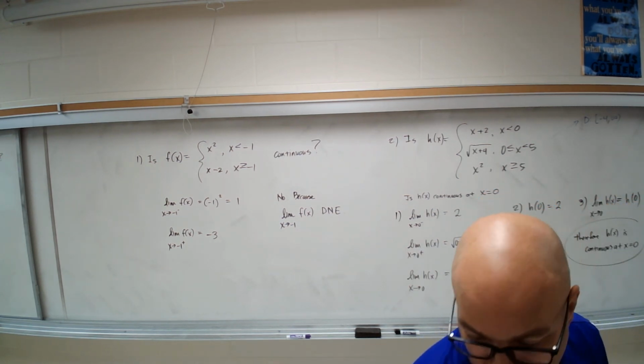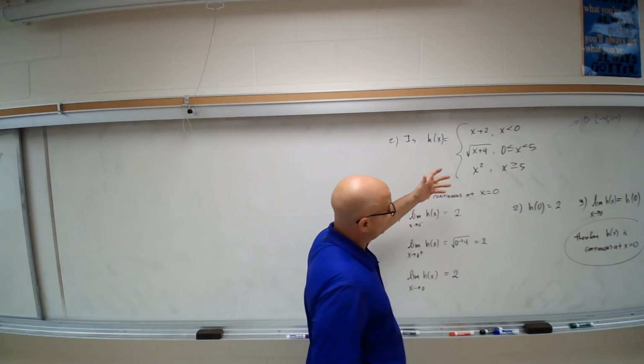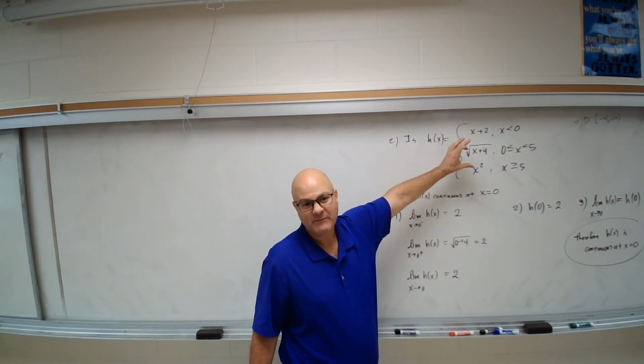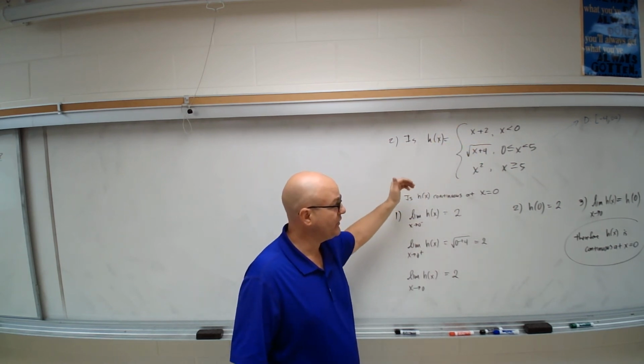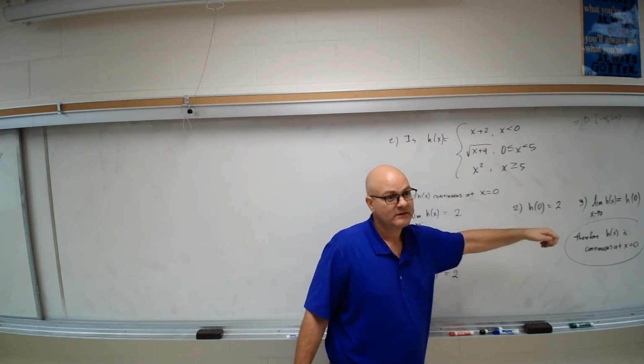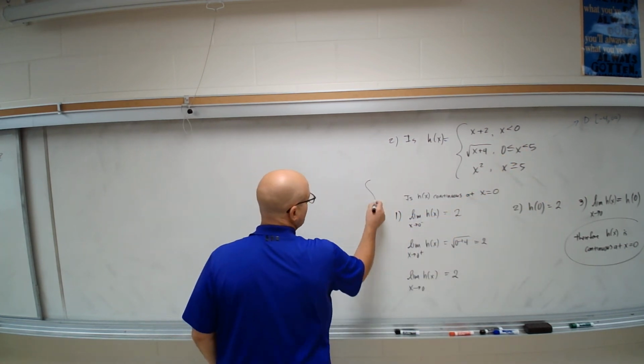Do you have to do it for 5 as well? Okay, now to finish this problem, we have to also check 5, right? Because 5 is a potential place we could have discontinuity. So we do know it's continuous at 0 and everywhere else, but we still need to check at 5. So we'll repeat the process.